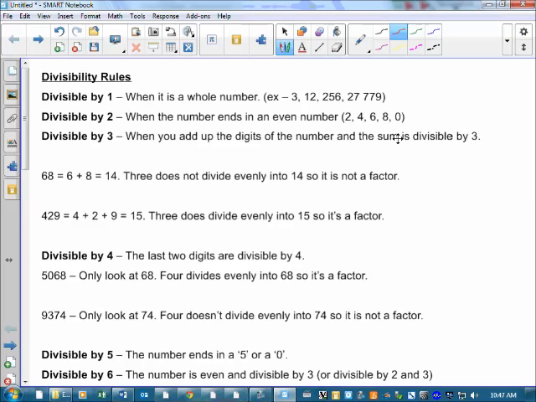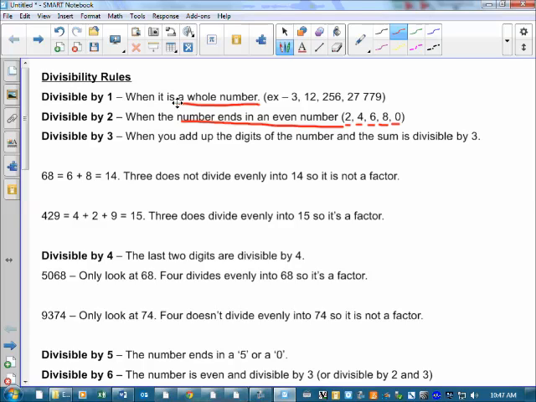So divisible by 1. This is pretty straightforward. As long as that number is a whole number, that means it does not have any decimals in between digits. As long as it's a whole number, then it's divisible by 1. Divisible by 2. If the number ends in an even number, or it is an even number, then it's divisible by 2. So 2 is a factor. That means it ends in a 2, 4, 6, 8, or a 0. If it ends in any of those numbers, then it is divisible by 2.